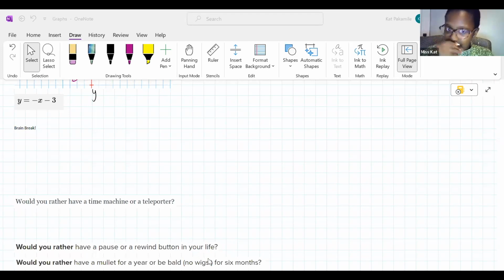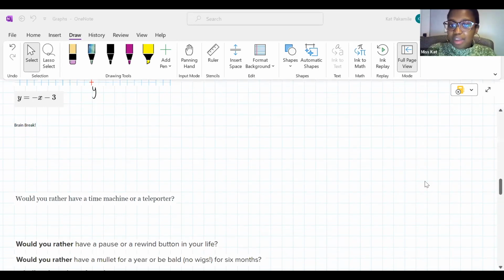Ma'am, I'd rather be bald. Same. Mullets are terrible, guys. Yes, mullets are absolutely terrible. They look scary. Your head will be freezing, says Sia. I'm okay with that. I can deal with that for 6 months, but I don't want to go a whole year with a mullet. Wow. No. That's hectic. But anyway, thanks, Sia. Let's continue with our lesson.